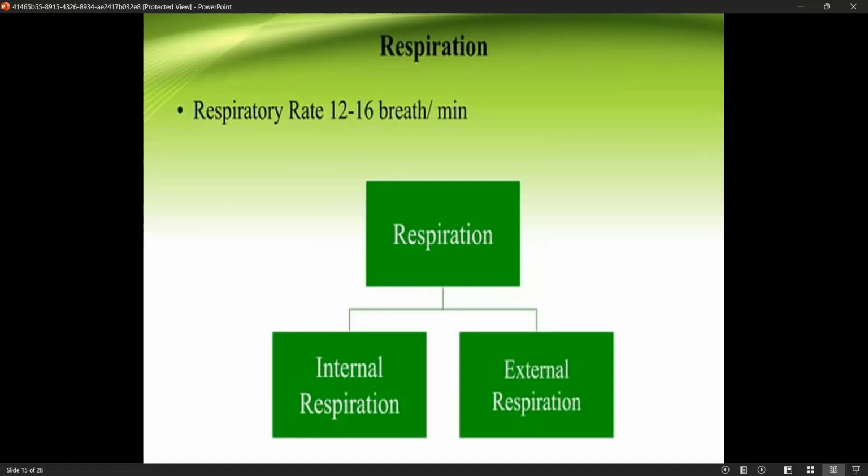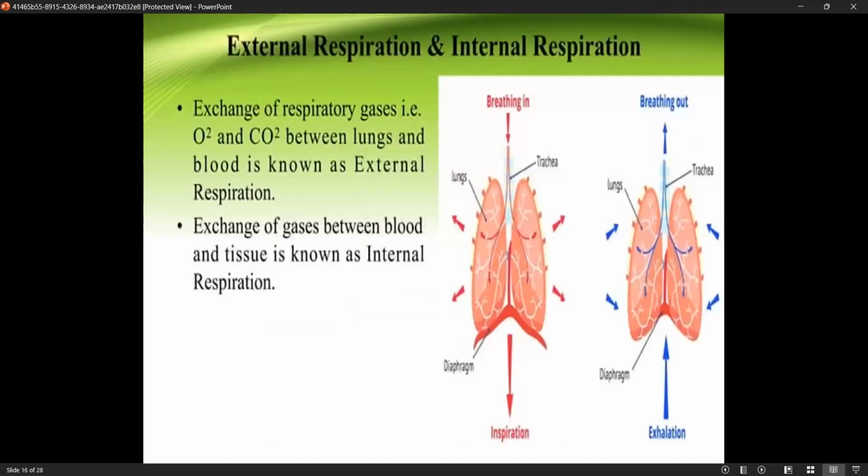Internal respiration means the gaseous exchange happens between the alveoli and the capillary, and external respiration means the gaseous exchange happens between the nostril and the environment, that is the breath in and breath out. So that is the difference between internal respiration and external respiration. Here you can see the exchange of respiratory gases, that is oxygen and carbon dioxide, between lungs and blood is known as external respiration. And the exchange of gases between blood and tissue is known as internal respiration. Right? That is the difference between external respiration and internal respiration.